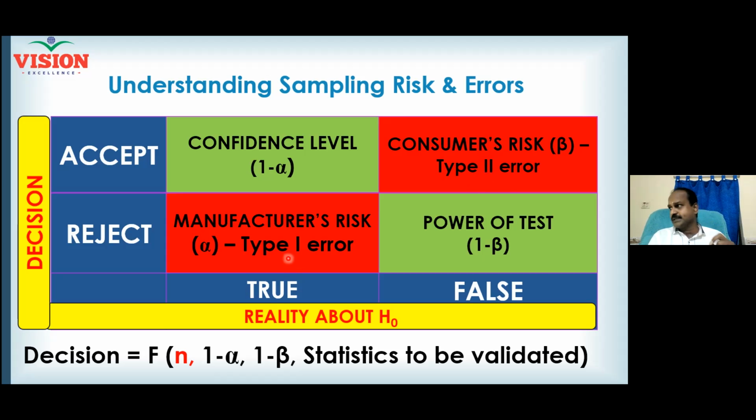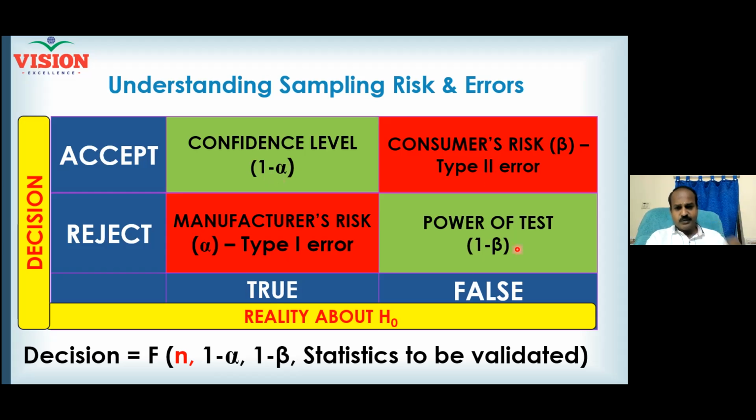Right. So type 1 error is understood, type 2 error is understood. If type 1 error is 5%, then the remaining is confidence level 95%. If this is alpha, this is 1 minus alpha. Similarly, if type 2 error is understood, power of test can be understood. What is type 2 error? Beta. So power of test is 1 minus beta. Now what is power of test?